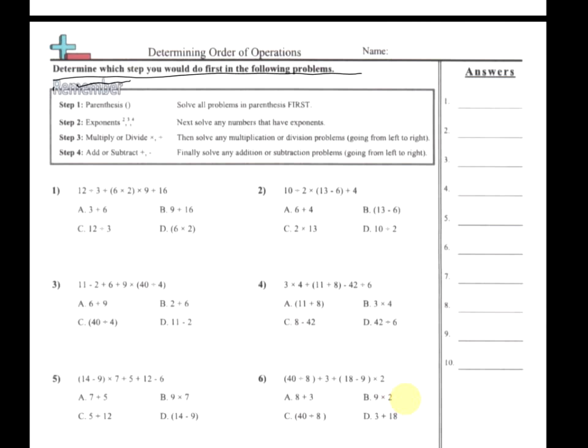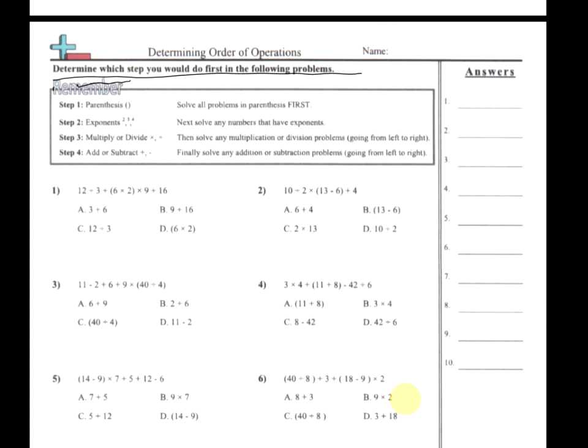First one, we have 12 divided by 3 plus parentheses 6 times 2, close parentheses, times 9 plus 16. And they give you 4 choices for your first step. They give you 3 plus 6, so they're saying take that 3 and add it to that 6. Step B, 9 plus 16, so they're saying do that first. 12 divided by 3, they're saying do that first. 6 times 2 in parentheses, do that first.